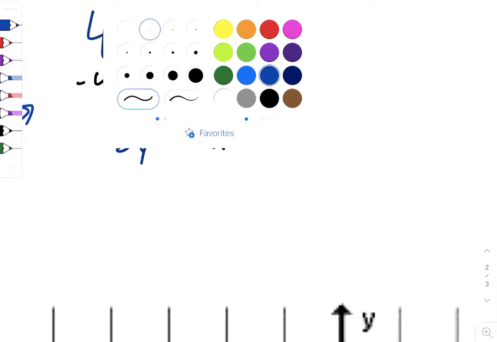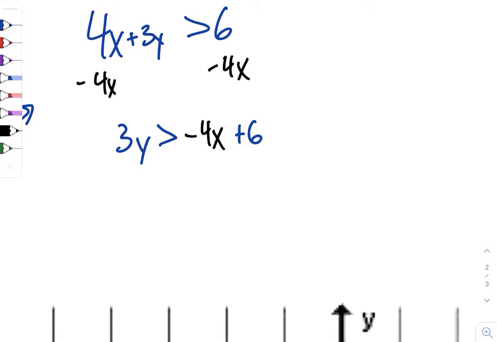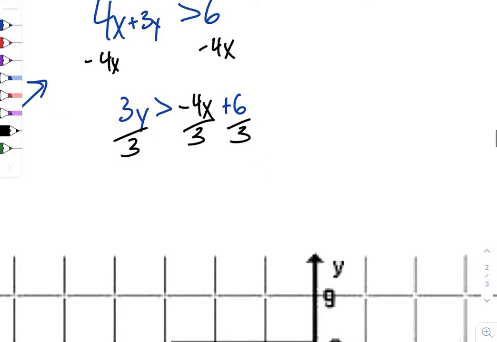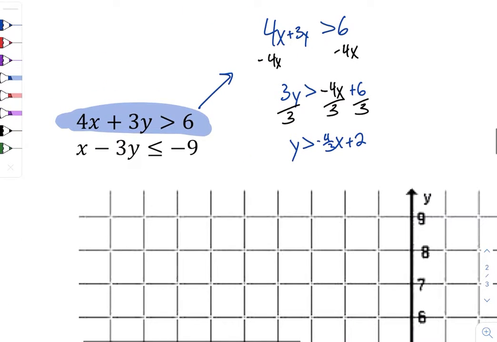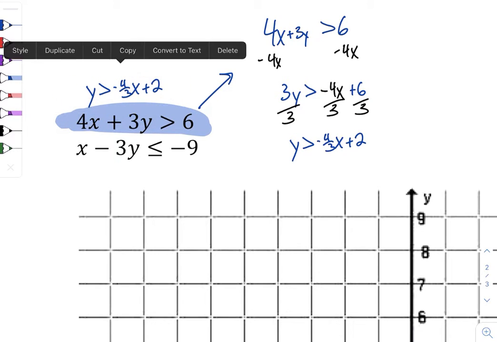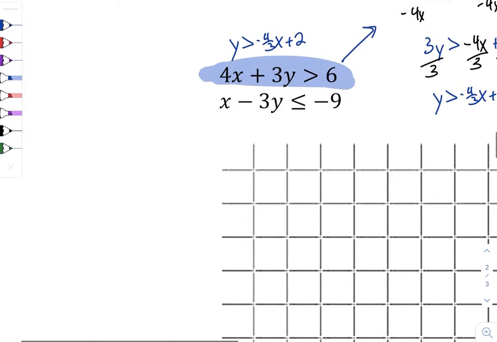And then we want to get rid of whatever coefficient's in front of y, in this case a 3. Opposite of multiplying by 3 is dividing by 3. Make sure all terms get divided by that 3. And then we get y is greater than negative 4/3 x plus 2. And again, we want that x after that fraction. So that's going to be what we graph for this problem. I'm going to copy and paste it here just so I have it where the old one is.